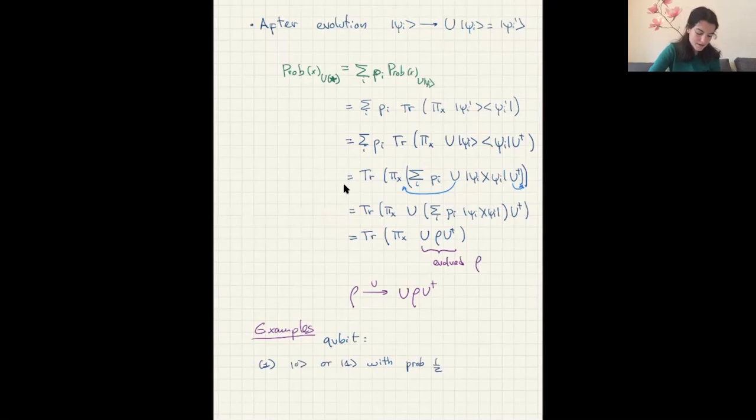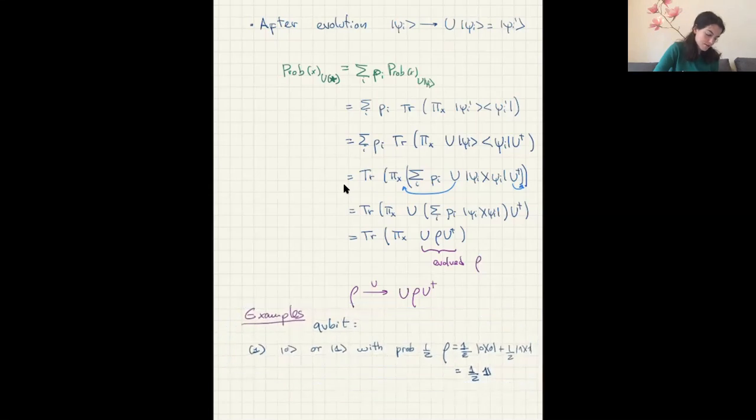So then what is rho? Well, rho equals 1 over 2 times |0><0| plus 1 over 2 times |1><1|. This was just the definition we saw before. But |0><0| plus |1><1| is just the identity, right? So this is 1 over 2 times the identity.